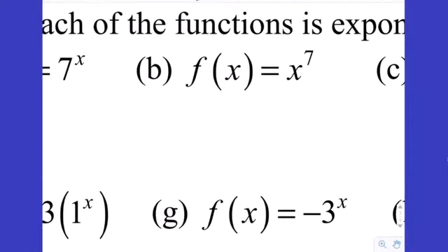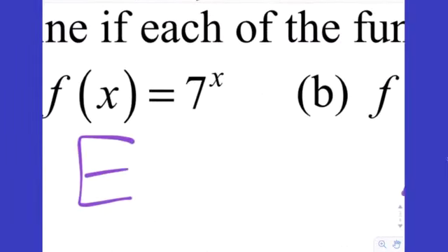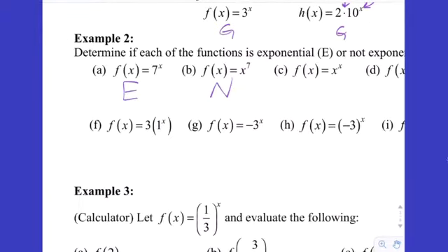Letter B, x to the 7. That's not exponential. That's flipped around. The base is the variable and the power is the constant. It has to be the other way around. So that's a polynomial. Now that grows pretty fast for large values of x. Don't get me wrong. But 7 to the x grows a lot faster for large values of x.